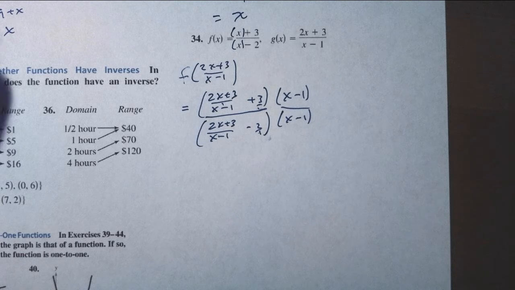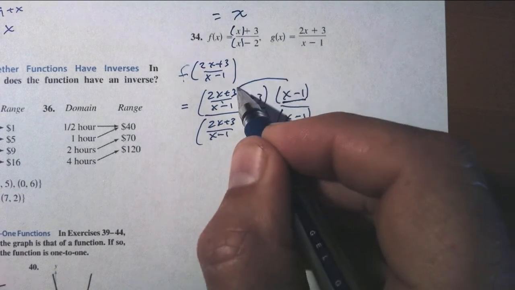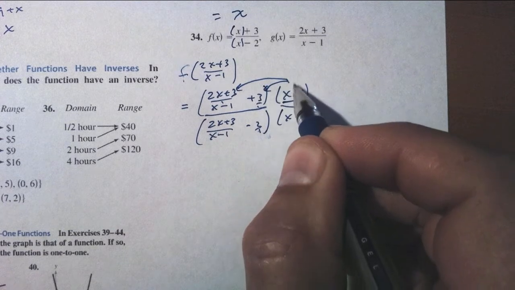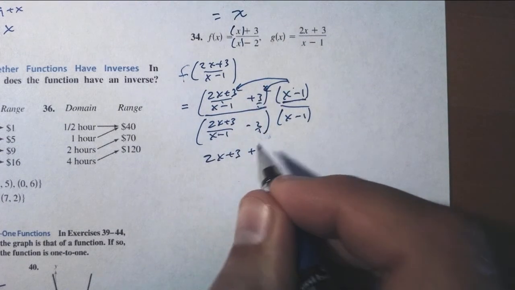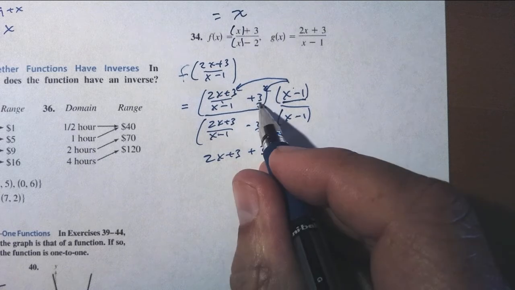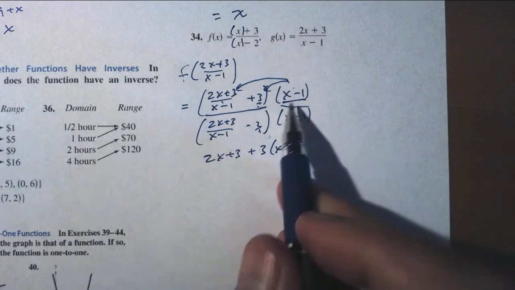So let's take a close look at this. If I distribute this whole package to this term and this term, when it goes to this term, the x minus 1's cancel and I get 2x plus 3. But when it goes to the 3, it doesn't cancel. So we deliver the whole package to the 3.